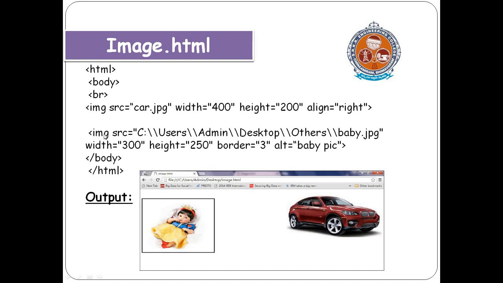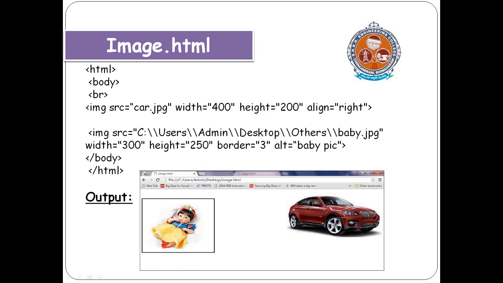Okay, then the second image, src c:/users/admin/desktop/others/baby. Here I defined god.jpg, but here I define the entire URL. So the browser can easily identify where the image is acquired from. Then it goes to the C drive, users, admin, desktop, others folder, then baby.jpg.